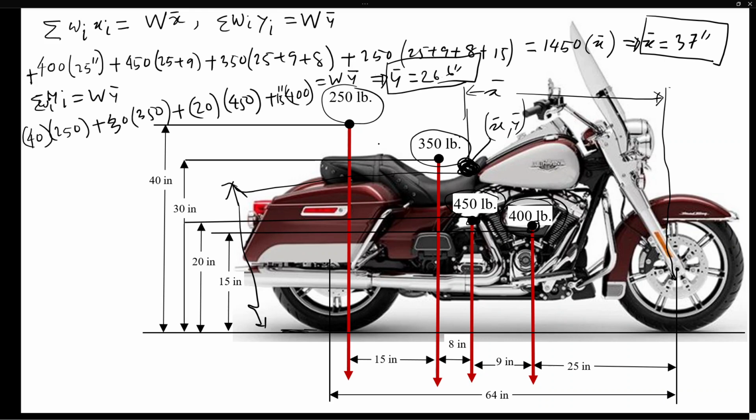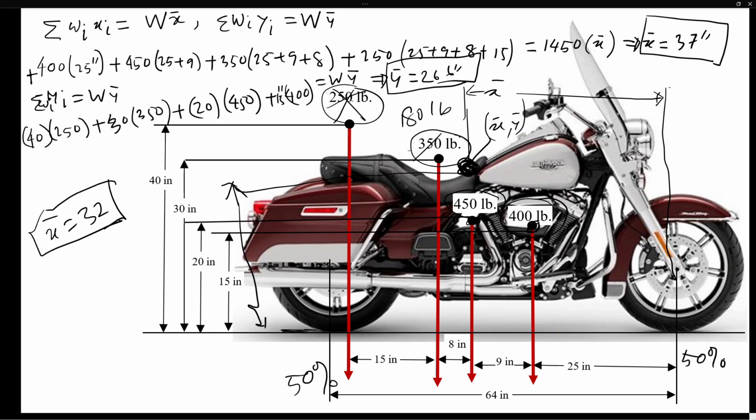Now generally motorcycles are not optimized using the passenger. This Harley Davidson Road King is actually optimized without the passenger, using only a 180 pound rider. If you recalculate everything, I found x is approximately 32 from the front wheel. So then it becomes a 50% load on the front and 50% load in the back. So just for your information.